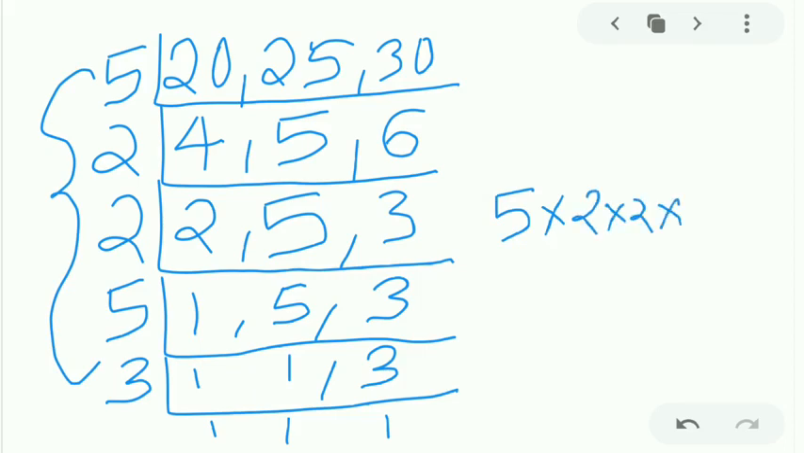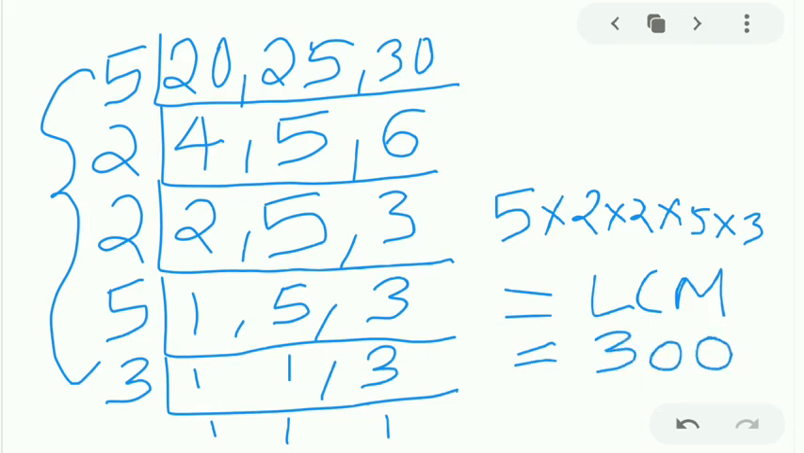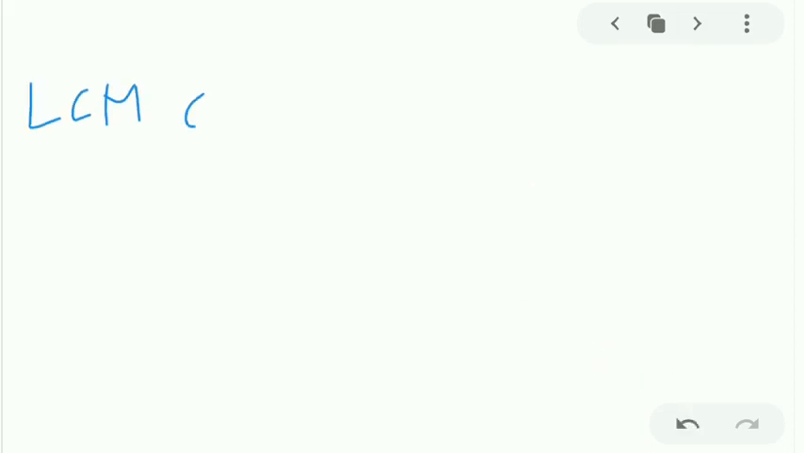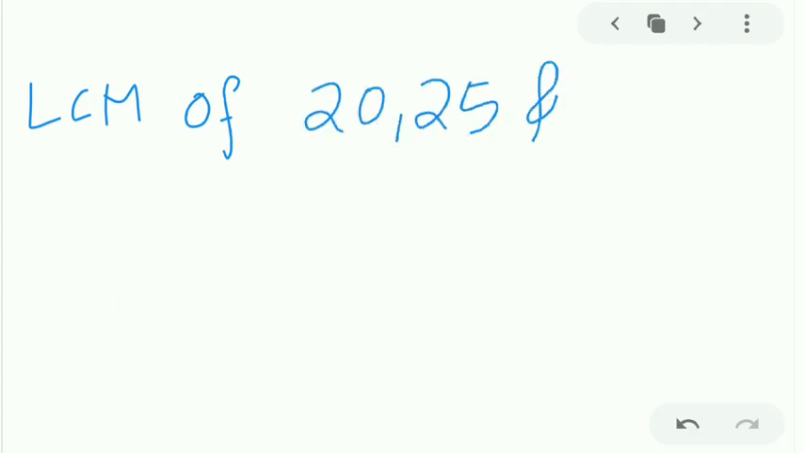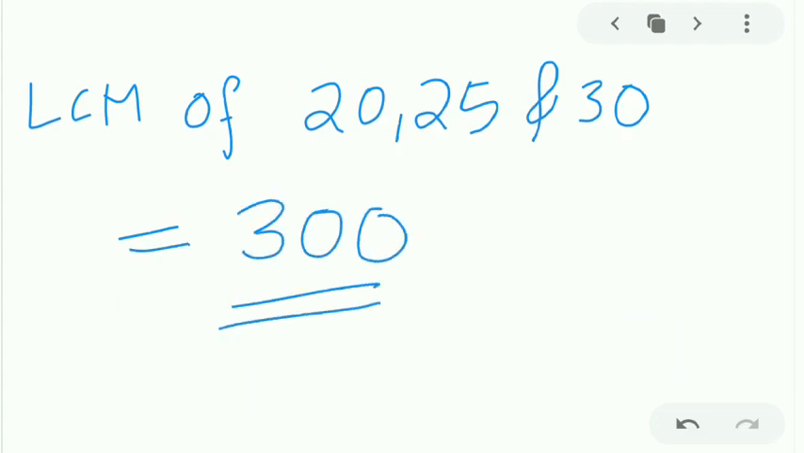We have to multiply these numbers. The product of these numbers will give the LCM of the given 3 numbers. So 5 into 2 into 2 into 5 into 3 will give 300, which is the LCM of 20, 25 and 30. So we can conclude that by the division method, the LCM of 20, 25 and 30 is equal to 300.